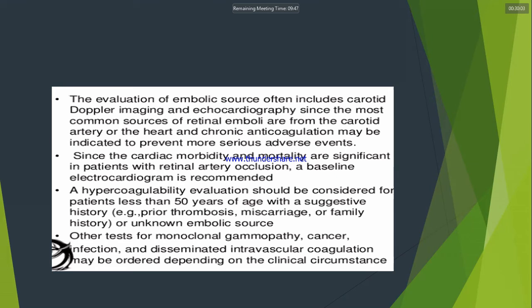Hypercoagulability evaluation should be considered for patients less than 50 years of age with a suggestive history, that is prior thrombosis, miscarriage, family history, and unknown embolic source. So other tests are also recommended because there are other causes also, so you have to do evaluation for cancer, infections, and disseminated intravascular coagulation. The investigations regarding these are recommended.